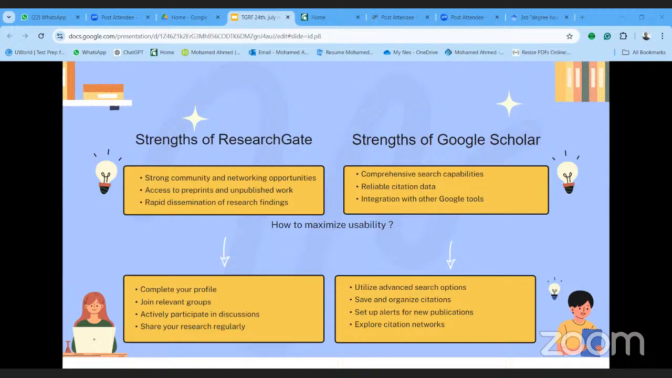Now, to get the best out of both, on ResearchGate, for example, you will focus on building a very strong profile, engaging with the community, and sharing your work in a constant manner. In Google Scholar, you'll need to familiarize yourself with all of these metrics, what they mean, and how to utilize the advanced search options.